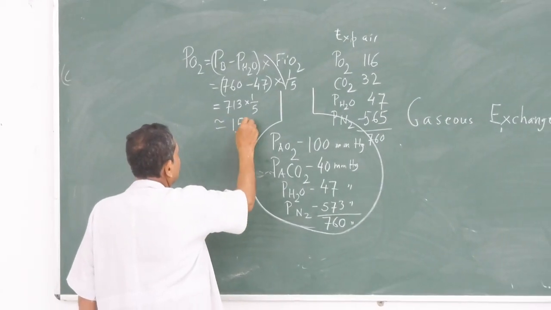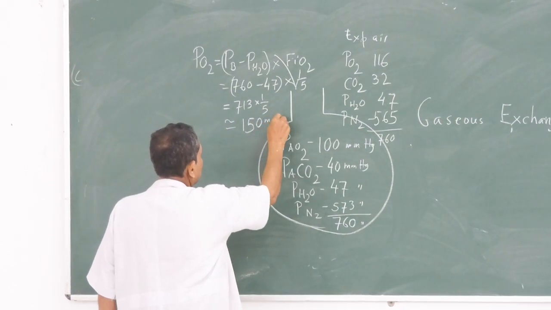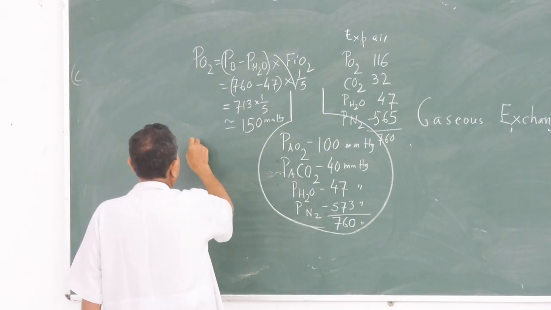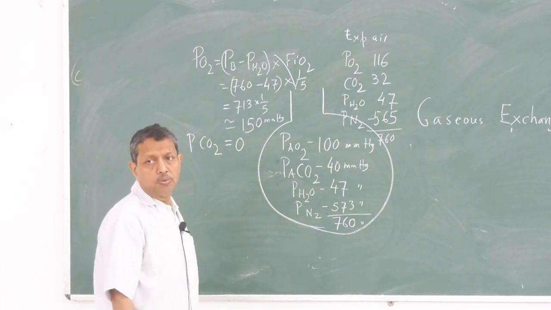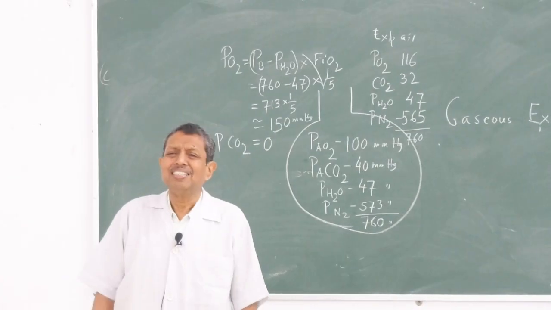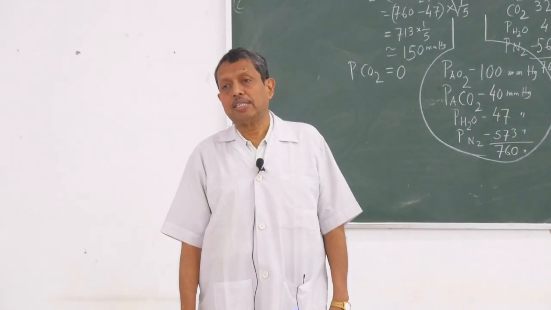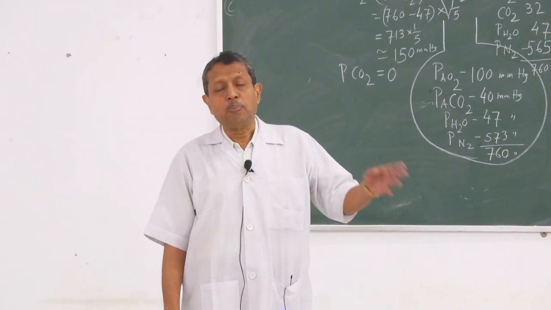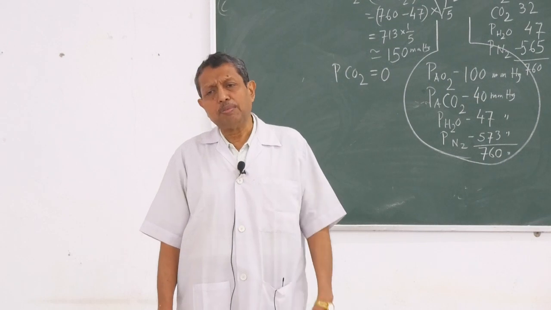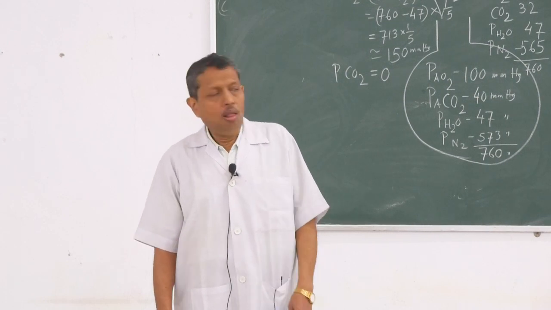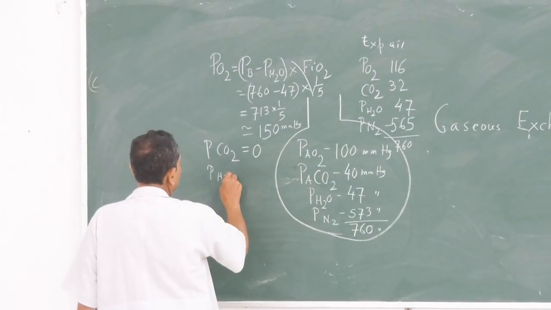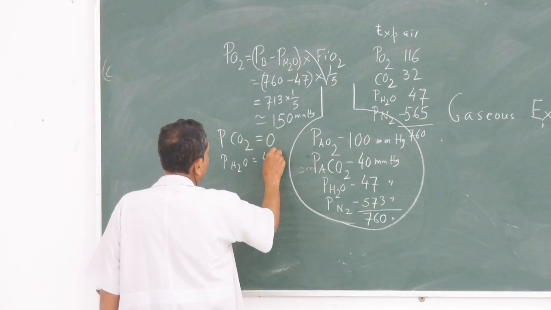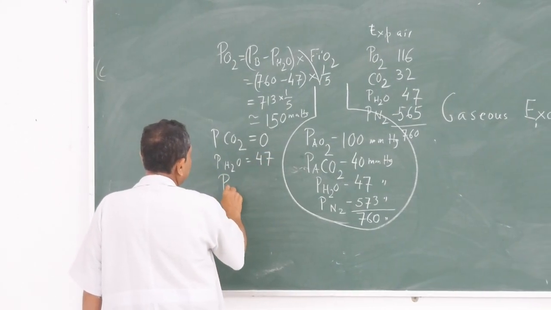Nearly 150 millimeter. PCO2 you can take as almost zero. When carbon dioxide is non-existent, pure air, you can take it as negligible, 0.3 or so, you can use 0. PH2O 47, and by default you can get the PN2.